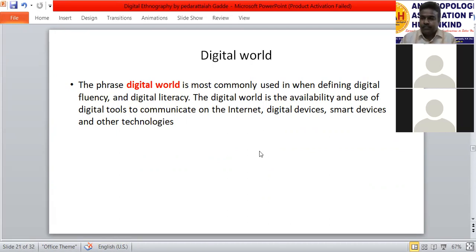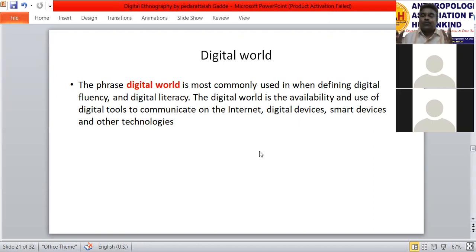Digital world, that's where we go. This phrase is important for digital ethnographers. The phrase digital world is most commonly used when defining digital fluency and digital literacy. The digital world is the availability and use of digital tools to communicate on the internet, digital devices, smart devices, and other technologies required.